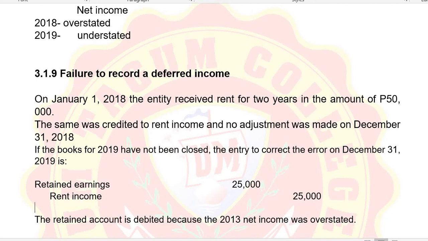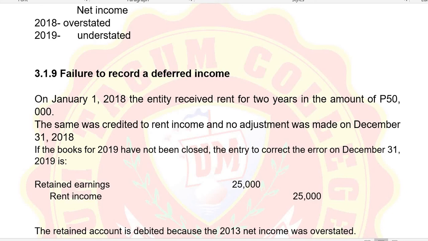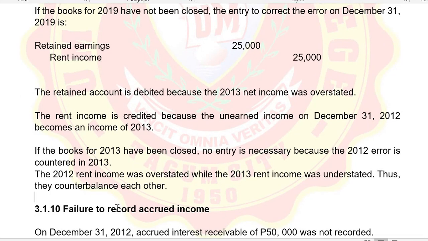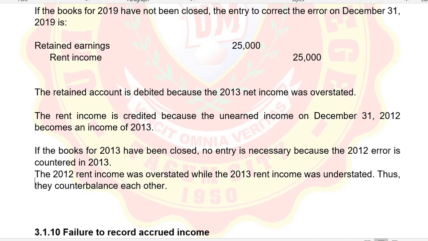Okay? So if the books of 2019 have not been closed, then the entry would be debit retained earnings, because your previous year's retained earnings is overstated, and then credit rent income, to recognize rent income for 2019. Okay? That is the entry if the books have not been closed. So, if the books have been closed, no entry is necessary. Why? Because in 2018, your net income is overstated by 25,000.